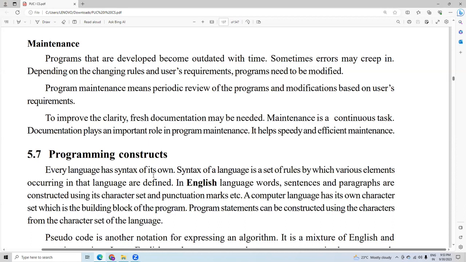So programs that are developed become outdated with time. Sometimes errors may creep in. Depending on the changing rules and the user's requirements, the program needs to be modified from time to time. Right. So program maintenance means periodic review of the program, additions, modifications, deletions, as per the requirement of the user. That process will be continuing. So to improve the clarity, fresh documentation will be prepared every time. Maintenance is what? It's a continuous task. It is a never-stopping task. Documentation plays an important role in program maintenance.